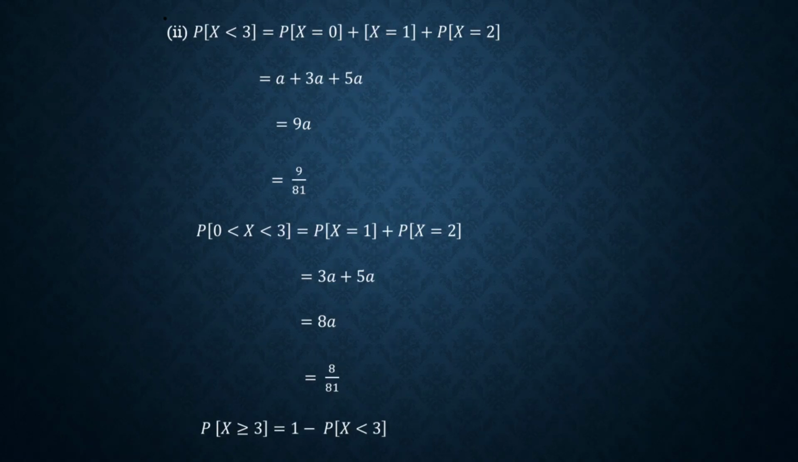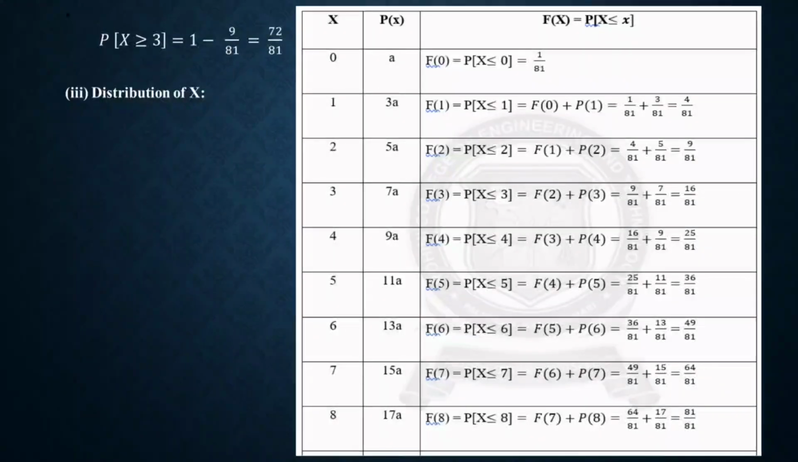Next one is p of 0 less than x less than 3. It means the value of x lies between 0 and 3. That is, the value of x is 1 and 2. So here by adding the corresponding probability 3a and 5a, we have 8a, where the value of a is 1 by 81. The answer for p of 0 less than x less than 3 is 8 by 81. Next, p of x greater than or equal to 3 equal to 1 minus p of x less than 3. Already we have determined the value of p of x less than 3 as 9 by 81. So by substituting we have p of x greater than or equal to 3 value is 72 by 81.